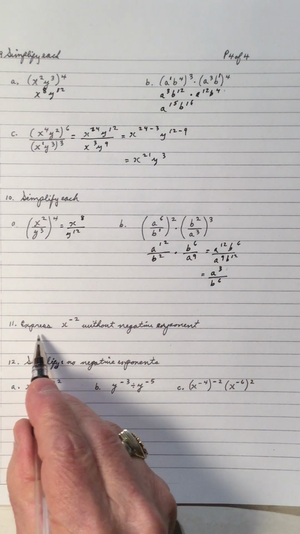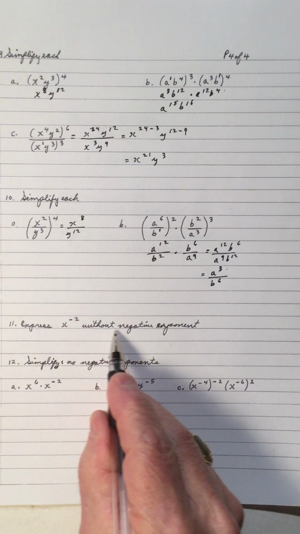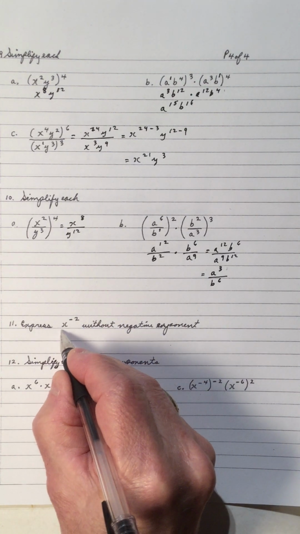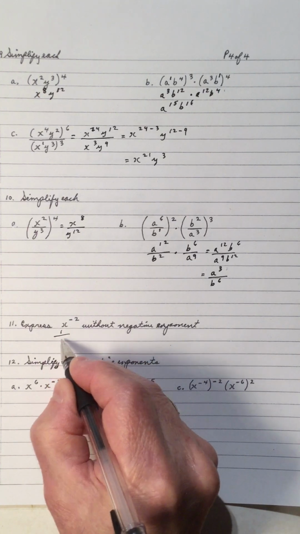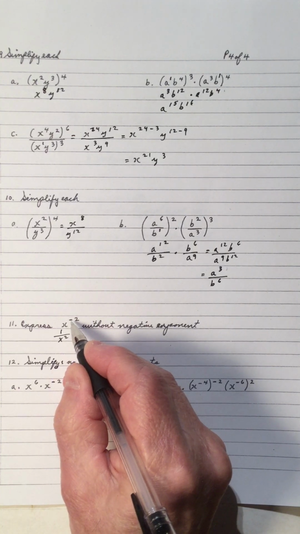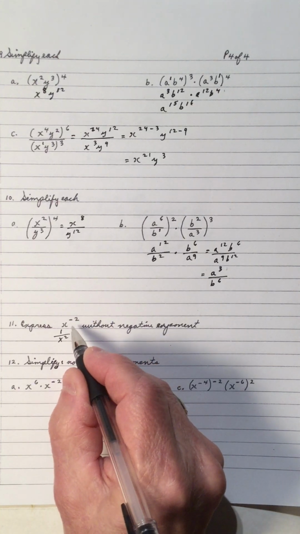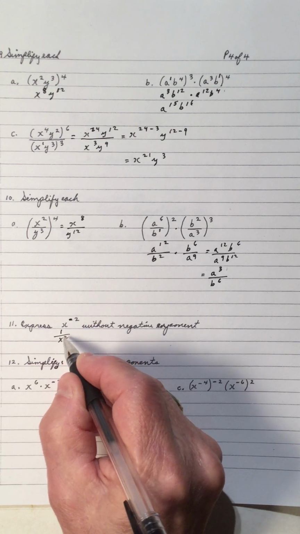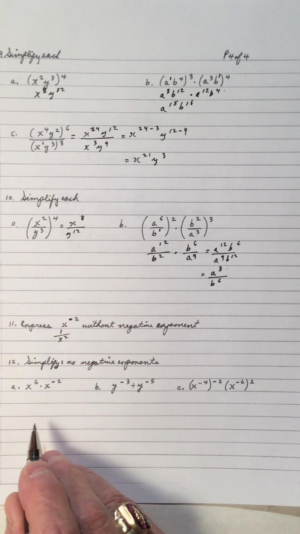Number 11. Express x to the negative 2 without negative exponents. So a negative exponent will be 1 over x squared. So the negative exponent makes it reciprocal. So x squared, this is negative, so it's 1 over that positive exponent.